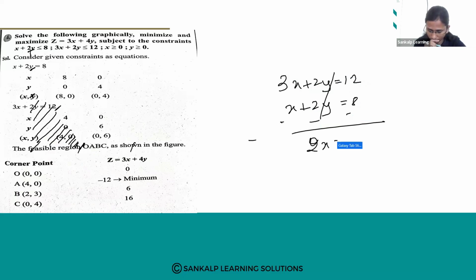2x ಆಯ್ತು, ಇಲ್ಲಿ 4 ಆಯ್ತು. ಹೌದಾ? ಸೊ x ವ್ಯಾಲ್ಯೂ ಎಷ್ಟಾಯ್ತು? 2 ಆಯ್ತು. x ವ್ಯಾಲ್ಯೂ 2 ಆದ್ರೆ y ವ್ಯಾಲ್ಯೂ ಎಷ್ಟಾಯ್ತು? 3 ಆಗುತ್ತೆ because 8 minus 2 is 6. So y will be 3. So these are your corner points.